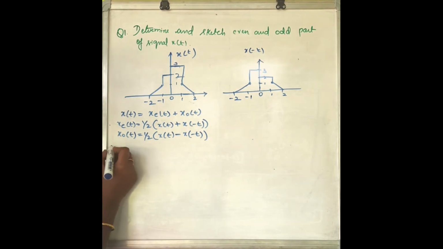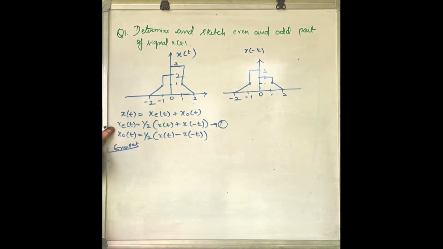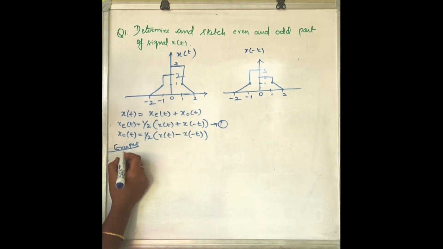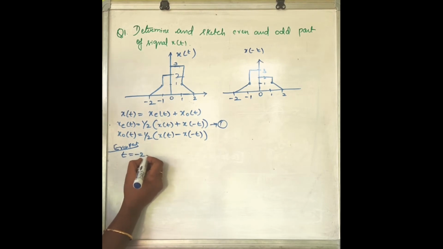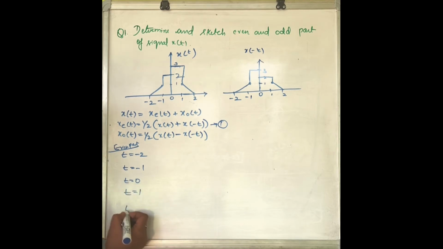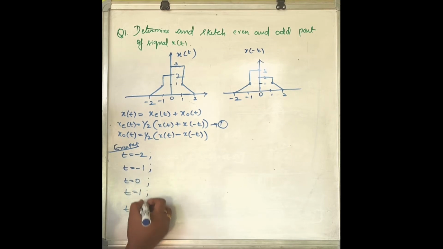Let's start with the even part. For the even part, consider equation 1. Write all the instances. So when t is equal to minus 2, t is equal to minus 1, t is equal to 0, t is equal to 1 and t is equal to 2. There are 5 instances that have been considered.